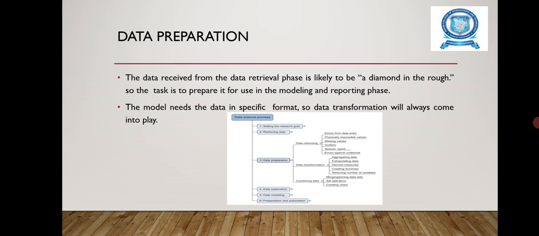The data received from the data retrieval phase is likely to be a diamond in the rough. So the task is to prepare it for use in the modeling and reporting phase. The model needs the data in a specific format, so data transformation will always come into play. So this is a diagram for the data science process.